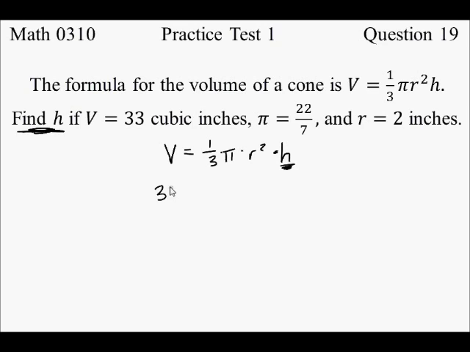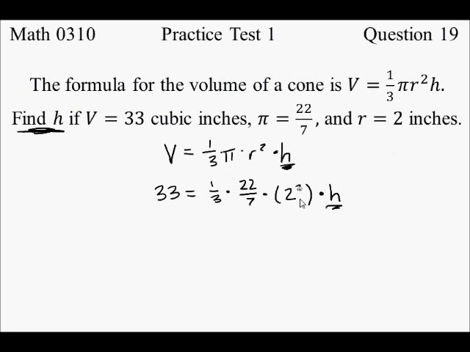V is the number 33, so 33 equals 1/3, let's keep that, times, they give us an approximation for pi, 22/7 in this example, times r squared, and they give us that r is 2, so this is going to be 2 squared times h. Again, we're trying to find what h is here.